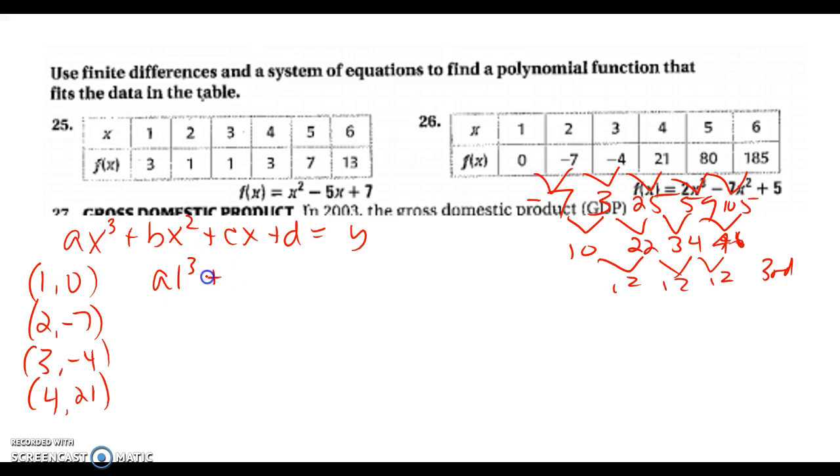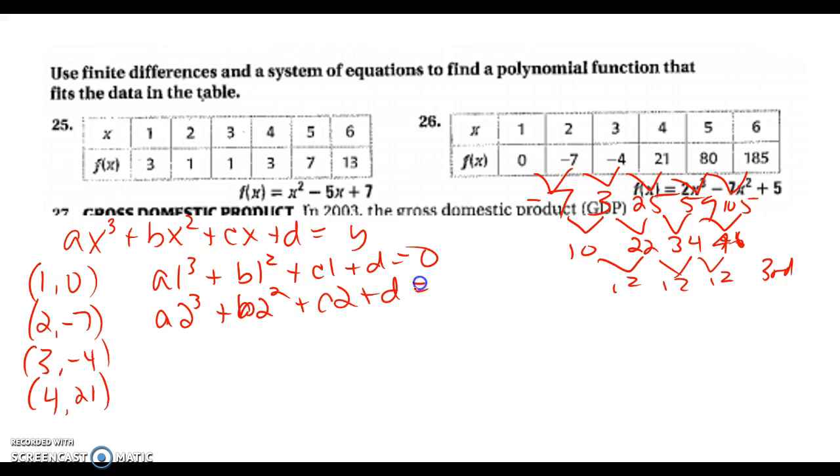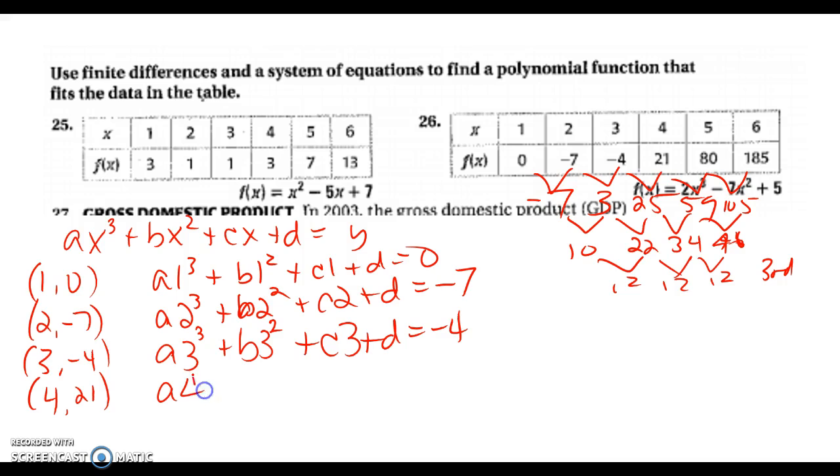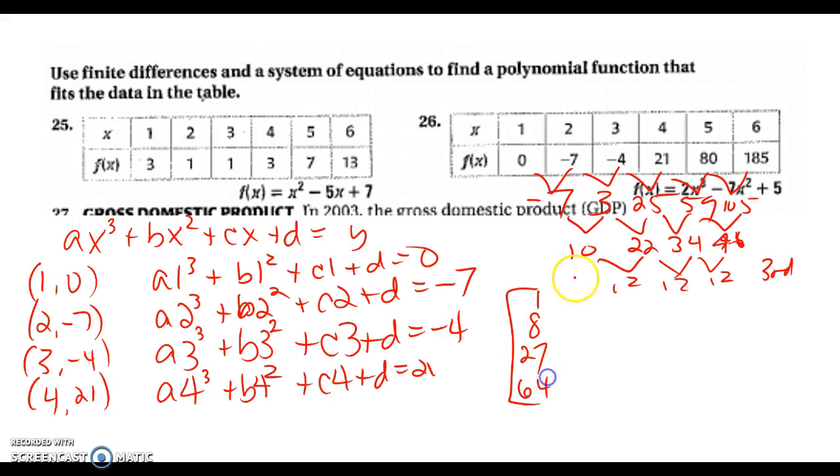a times 1 cubed plus b times 1 squared plus c times 1 plus d equals 0. a times 2 cubed plus b times 2 squared plus c times 2 plus d equals -7. a times 3 cubed plus b times 3 squared plus c times 3 plus d equals -4. a times 4 cubed plus b times 4 squared plus c times 4 plus d equals 21. Our matrix is 1, 8, 27, 64; 1, 4, 9, 16; 1, 2, 3, 4; 1, 1, 1, 1.